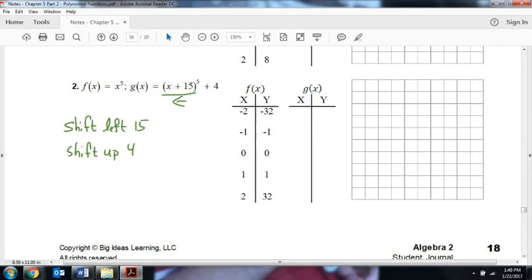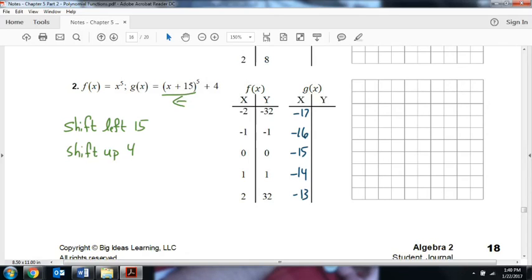So if it says plus, we're going to add. So instead of adding 15 to negative 2, we're going to subtract 15 from negative 2. So negative 2 minus 15 is negative 17. Negative 1 minus 15 is negative 16. Negative 15. Negative 14 and negative 13. Kind of a weird one to do, but whatever.